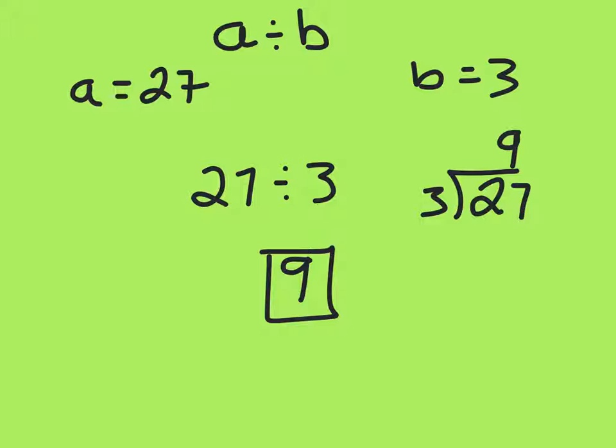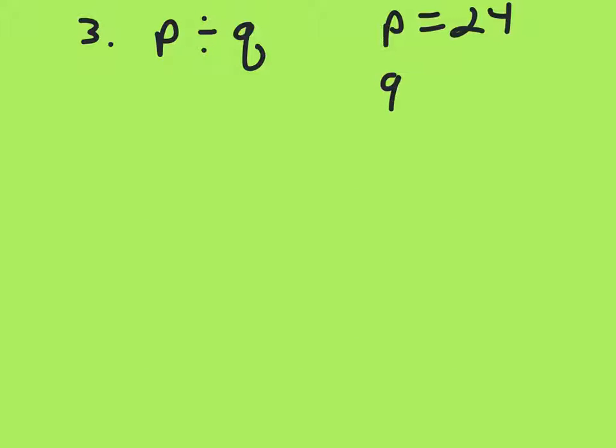So let's go to the bottom of the page, the on your own, and look at the instructions. Evaluate the expression when P equals 24 and Q equals 8. So in all of these on your owns, 3, 4, 5, and 6, P is always going to be 24 and Q is always going to be 8. So let's do number 3. Number 3 is P divided by Q. And remember, P is always 24. And Q is always going to be 8.